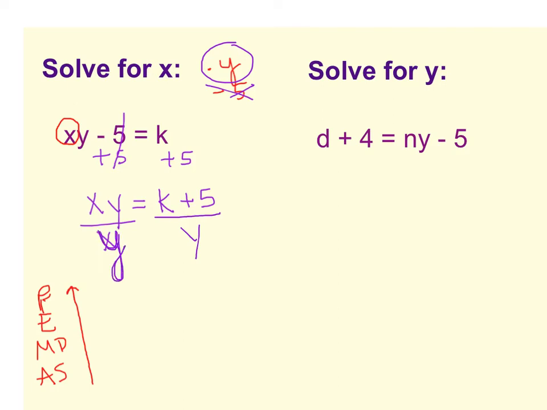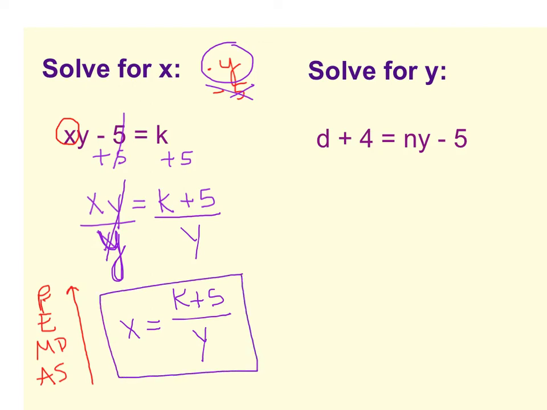All right, so our y's cancel on the left. You can see that x is by itself, so x equals, and then on the right there's nothing we can do. Answer looks a little weird, but we got x alone, so we're okay with that. k plus 5 divided by y, and that is x.